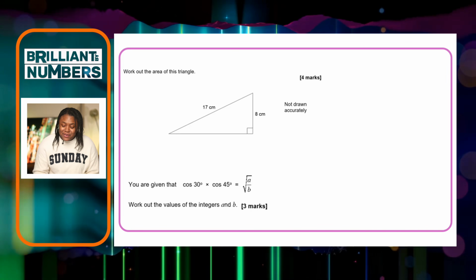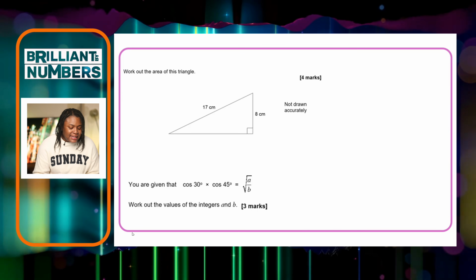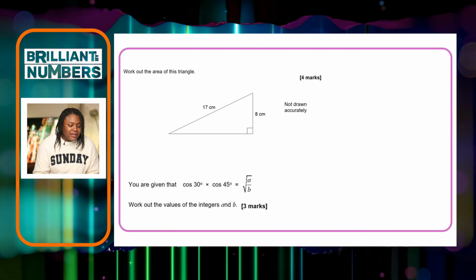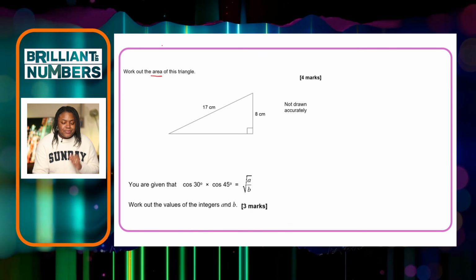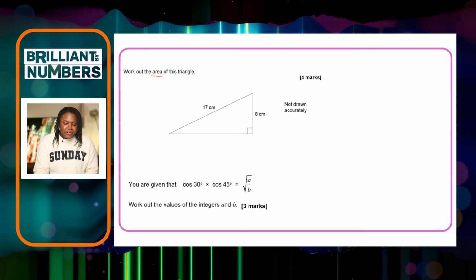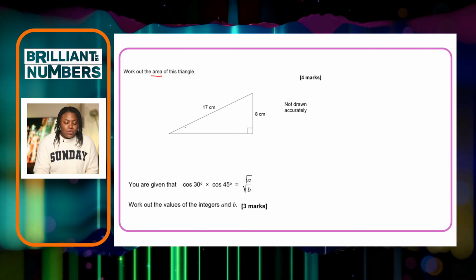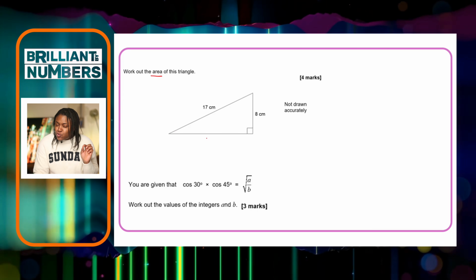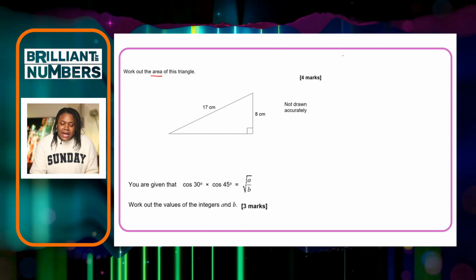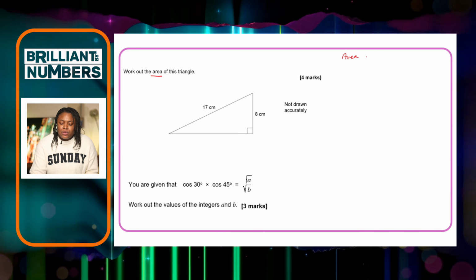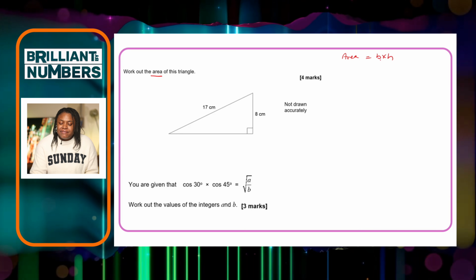Non-calculator paper, exact trig values come into focus. So guys, here we are. In this question, we're asked to work out the area of this triangle. Underline the key thing in the question. Give yourself the thought: area of this triangle. So we look at this triangle. It's a right angled triangle. We need to write the formula down first of all. So the area of a triangle is equal to the base times the height divided by 2.